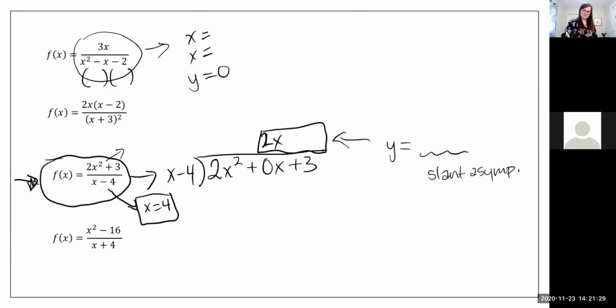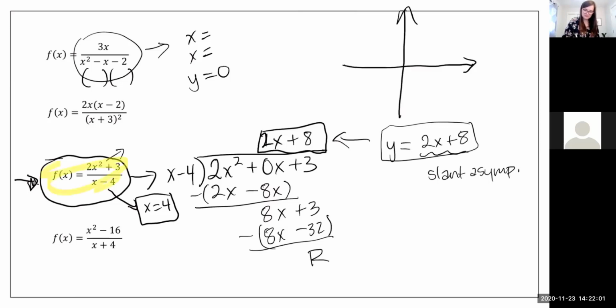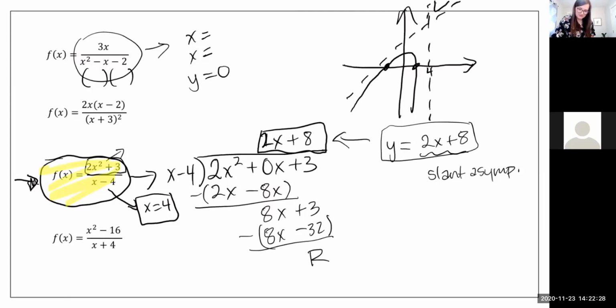So let's see here. I don't really care about what the remainder is. I care that my slant asymptote is going to be this. So when I graph it for this one, I know that I'm going to have x equals 4, and I know that I'm going to have 2x plus 8, and I might have to make my graph bigger. Whenever this numerator is 0, I might have, say, 2 points that it crosses, and maybe it ends up looking kind of like that. So that is an example of when you have more power on top.